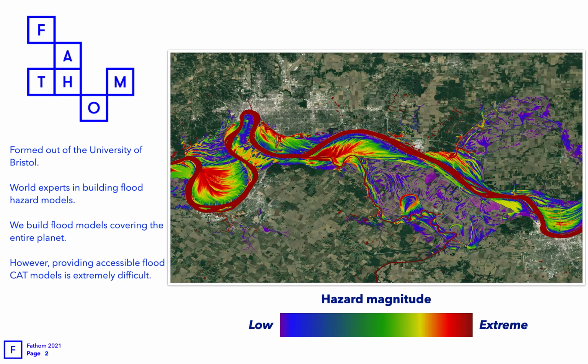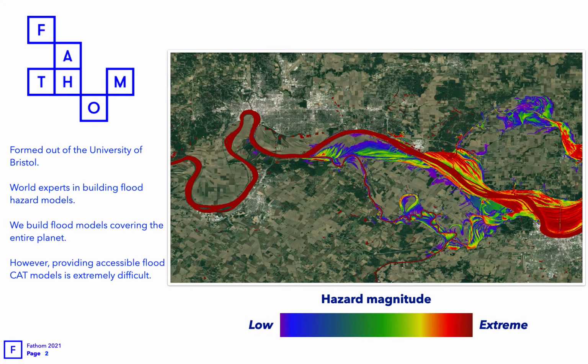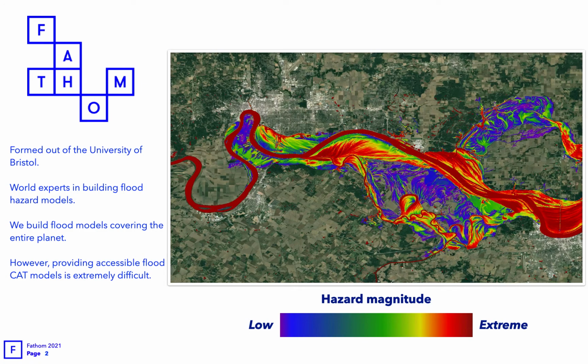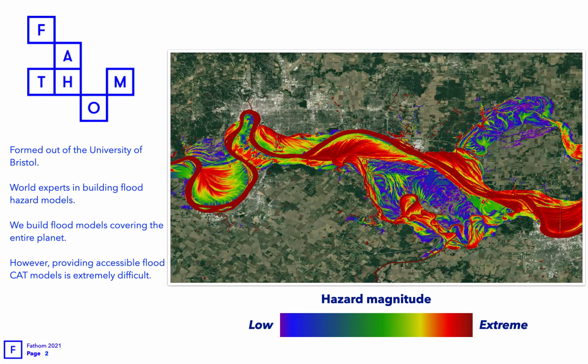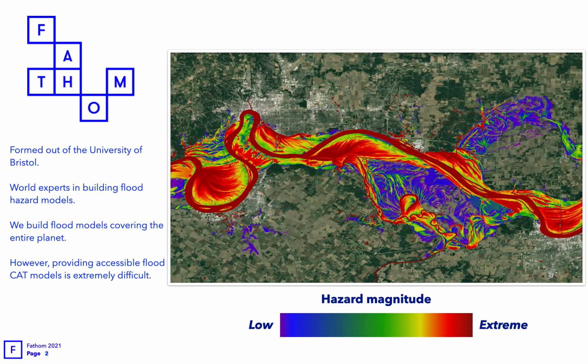Although we can build flood models in many regions that have both high accuracy and precision, for the majority of the world, this isn't possible. In fact, building the kinds of models that you can see on the screen right now is very difficult for the majority of the planet. At Fathom, we're focused on solving this problem, and we're building hydrodynamic flood models covering the whole planet.